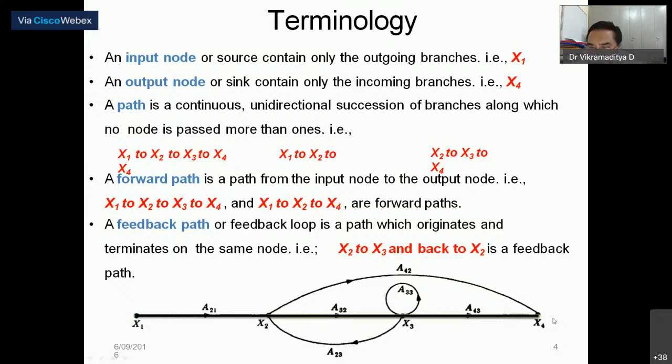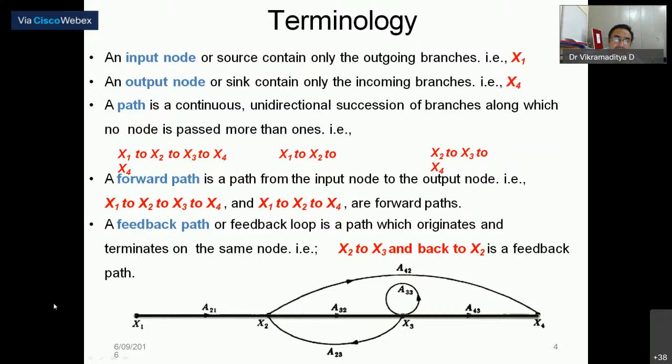But it is not from input to output. Just from the middle you have taken it. So this type of path is not of much use. We are generally useful from input to output. That is called a forward path.